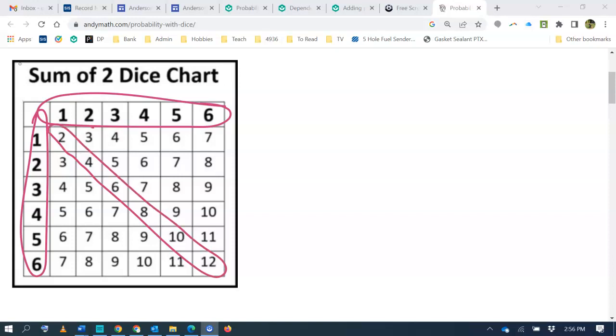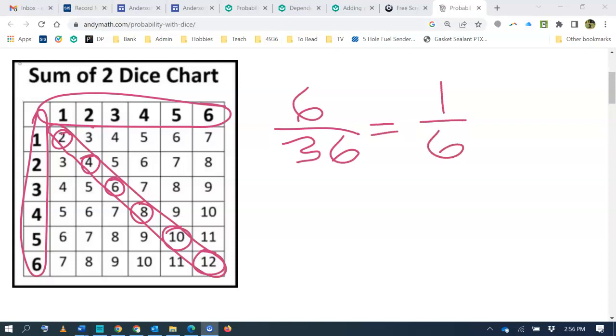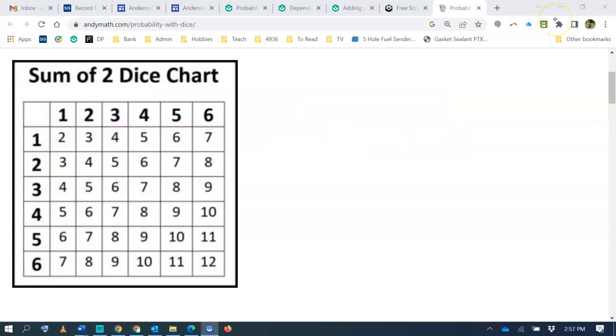Okay. So 1 and 1 is 2. 2 and 2 is 4, 3 and 3 is 6, 4 and 4 is 8, 5 and 5 is 10, 6 and 6 is 12. So in this diagonal line, we have 6 numbers. And if you want to count the entire chart up or do some multiplication, we have 6 times 6, which is 36. So we have 36 options. We are looking for 6 of those, and this can simplify to 1 over 6. So either 6 over 36 or 1/6 is our answer here.